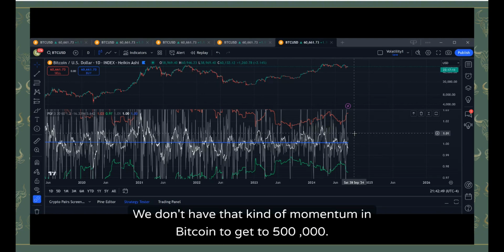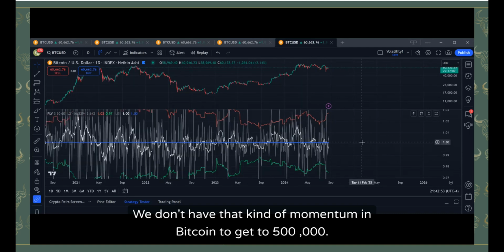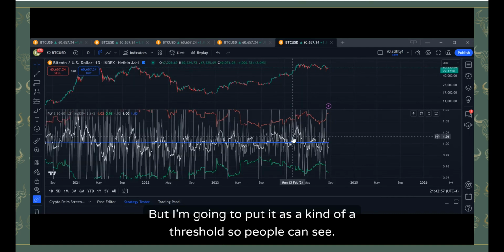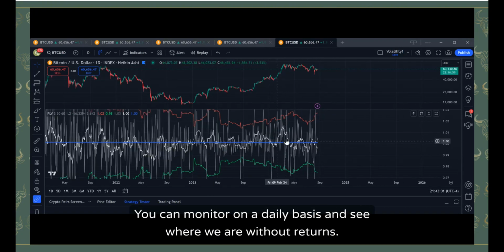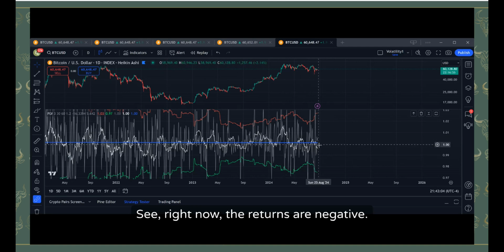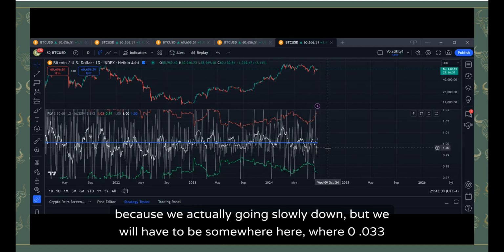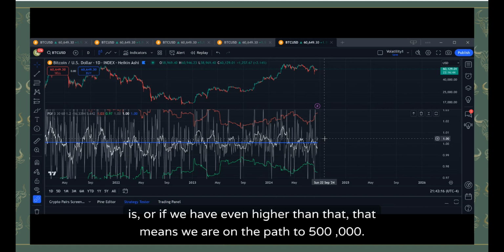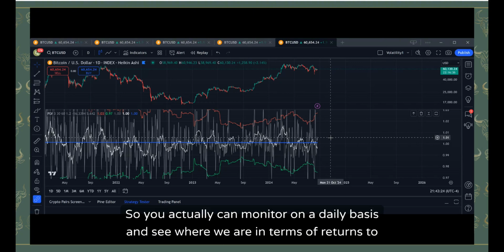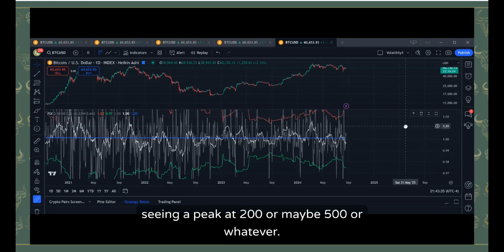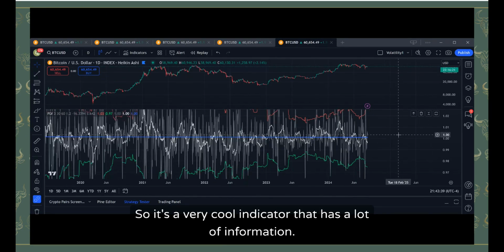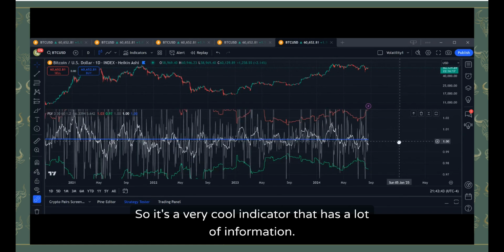We don't have that kind of momentum in Bitcoin to get to 500,000. But I'm going to put it as a kind of threshold, so people can see. You can monitor on a daily basis and see where we are with our returns. Right now the returns are negative because we're actually going slowly down. But we will have to be somewhere around 0.033, or even higher than that, which means we are on the path to 500,000. So you can monitor on a daily basis where we are in terms of returns, to justify seeing a peak at 200 or maybe 500 or whatever. So it's a very cool indicator that has a lot of information.